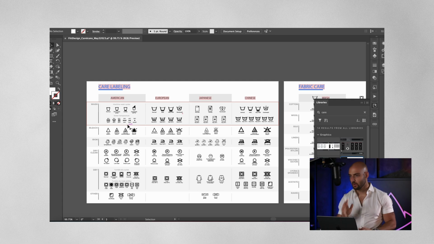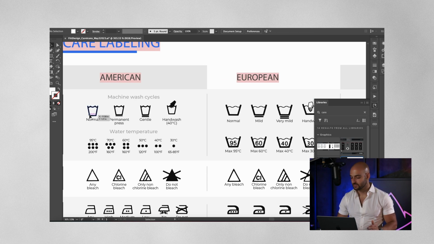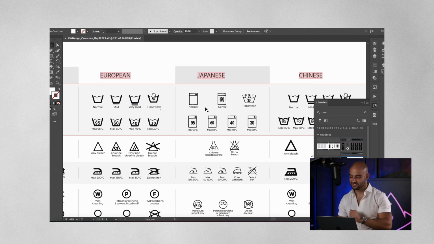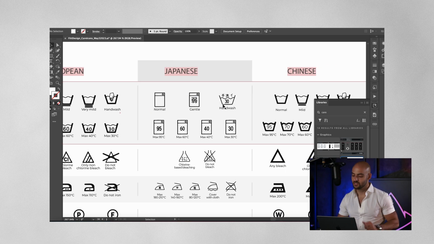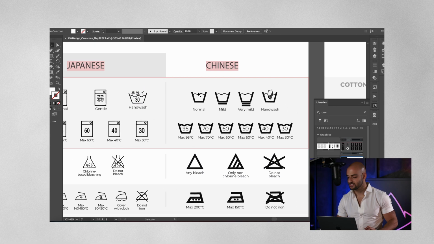And I can look at the different markets that these icons are going to be located in: American, European, Japanese, Chinese. So for example, my wash icon of normal in the American market typically looks like this, versus in my European market, I'll have something that looks like this. This depends on which market you're targeting first and foremost. So if you want to maintain consistency across your brand, figure out your market and use the right care label and icon set. Japanese, you can see, has a totally different look and feel. You can also see some Japanese lettering for the hand wash icon. Chinese is the same as well.